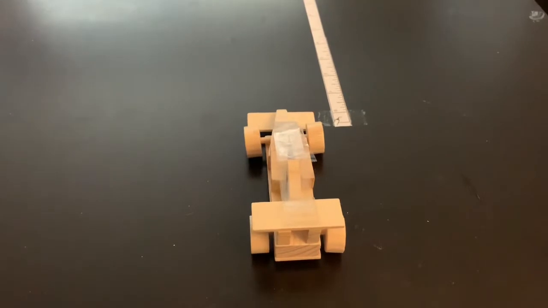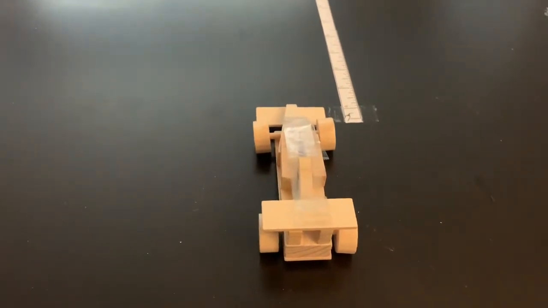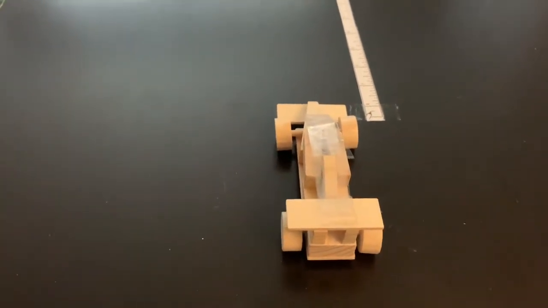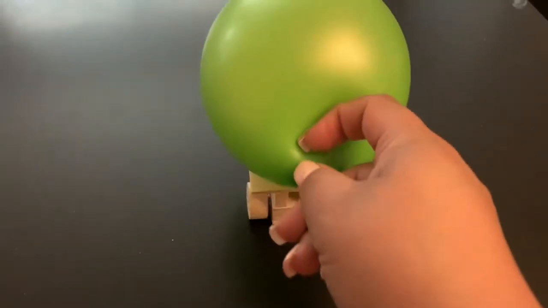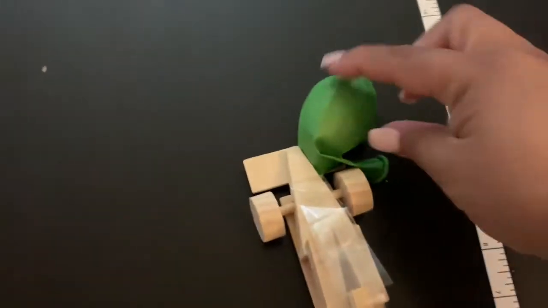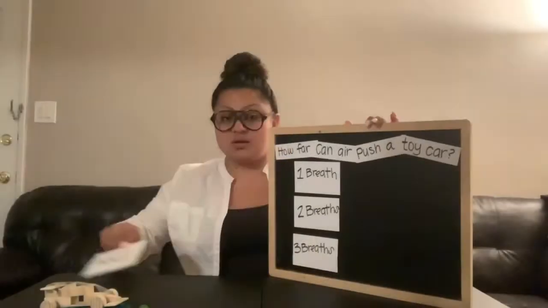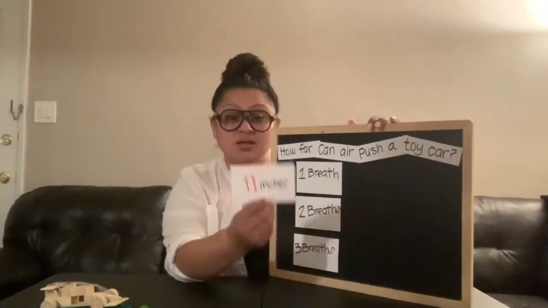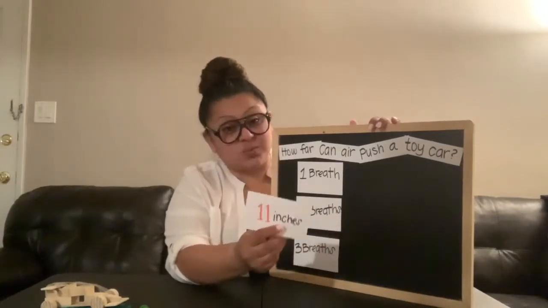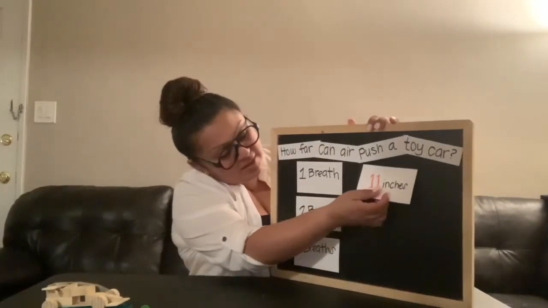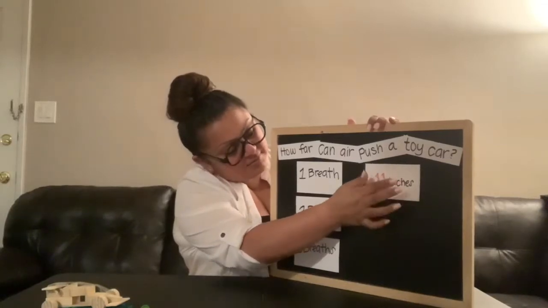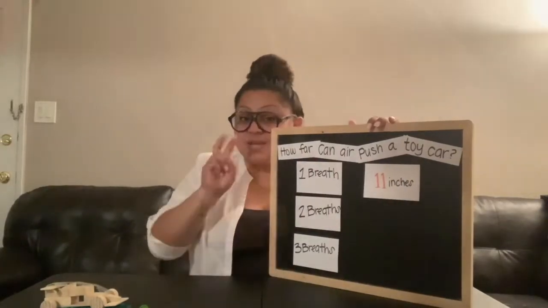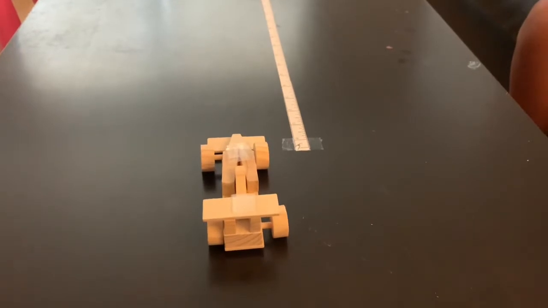Here we go with the first time, breath number 1. Let's measure. Let's move the balloon out of the way. Okay. All right, so for test number 1, we saw that the car traveled 11 inches with 1 breath. So we're gonna go ahead and document that here. Let's try the second one. Here comes try number 2 with 2 breaths.